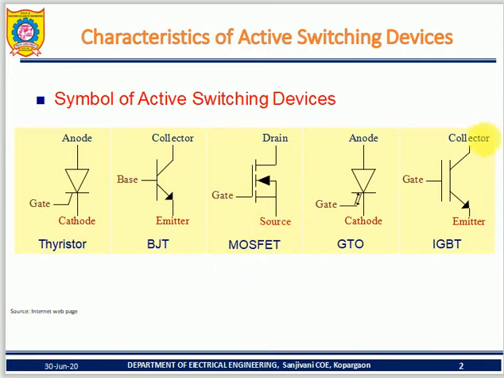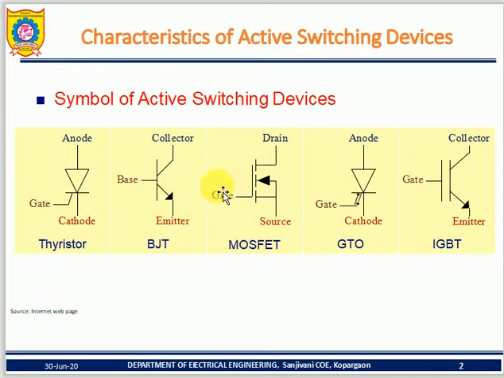The next one is the IGBT. Look at the symbol of the IGBT. It consists of three terminals: gate, collector, emitter. Why is it so? Because the IGBT is nothing but a combination of the BJT and the MOSFET. How is it a combination? In the BJT we have base, collector, emitter, and in the MOSFET we have gate, drain and source.